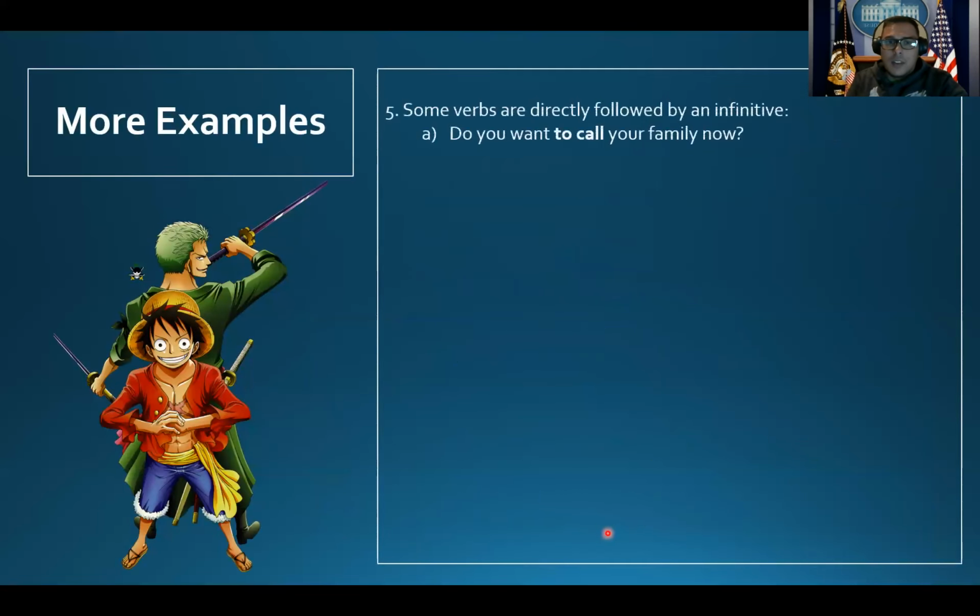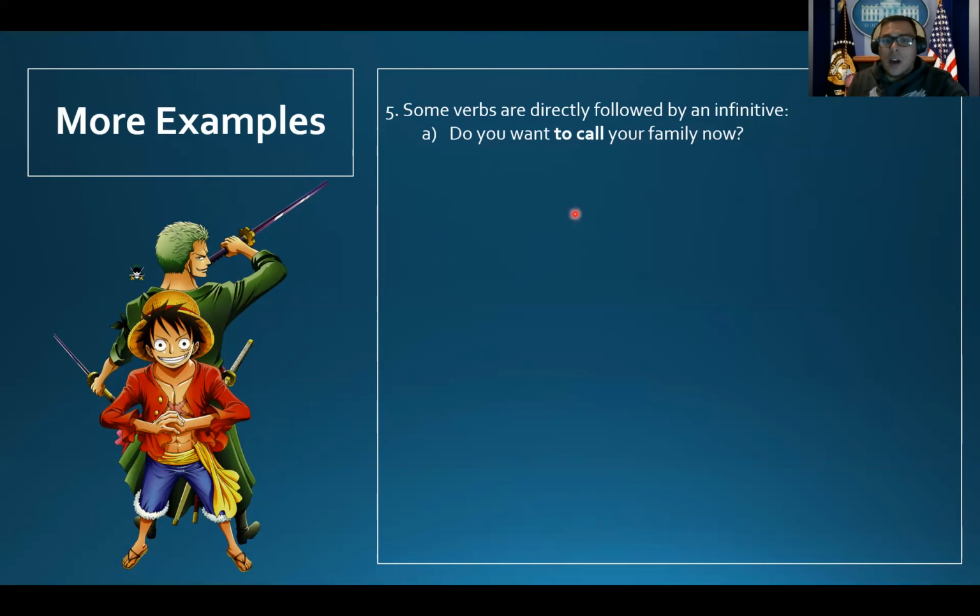Number 5 says that some verbs are directly followed by an infinitive. In the same way that we have some verbs that can only be followed by gerunds, we also have some verbs that are only followed by infinitives.